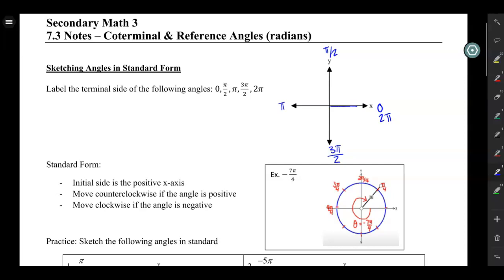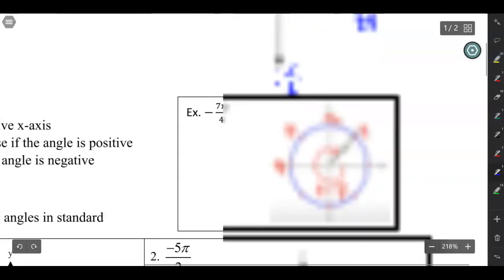So remember, as we're sketching in standard form, there's 3 things you need to remember. First, you're always going to start on the positive x-axis. So your initial side is always that positive or right side of the x-axis. You're going to move counterclockwise if the angle is positive, and then you're going to move clockwise if the angle is negative. So if you look at this example here on the right, let me go ahead and zoom in a little bit on it.